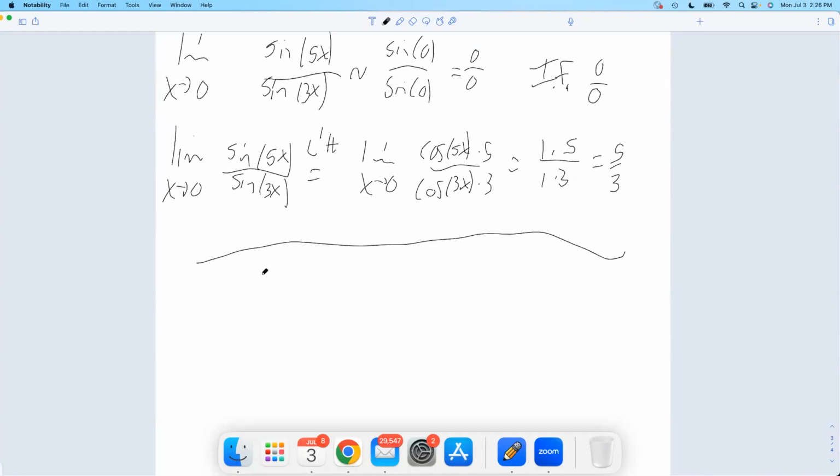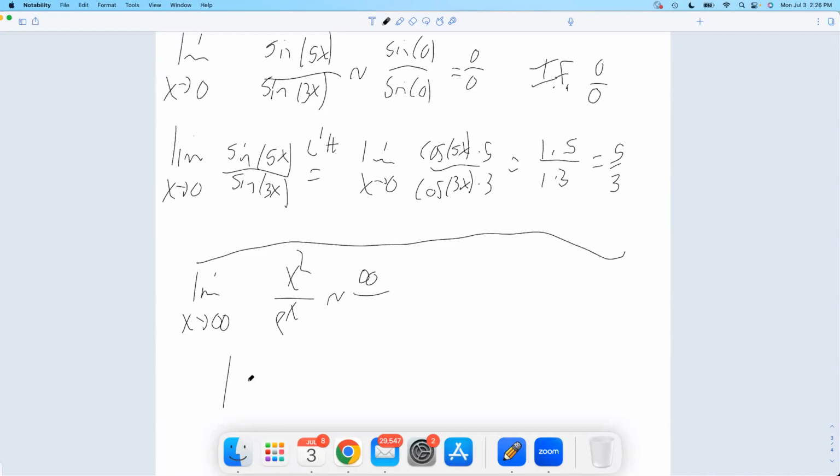Okay, let's try another one. Let's say we had the limit as x approaches infinity of x squared over e to the x. Okay, so let's look at our behavior. How does this go? As x is approaching infinity, what happens to x squared? That also goes to infinity.